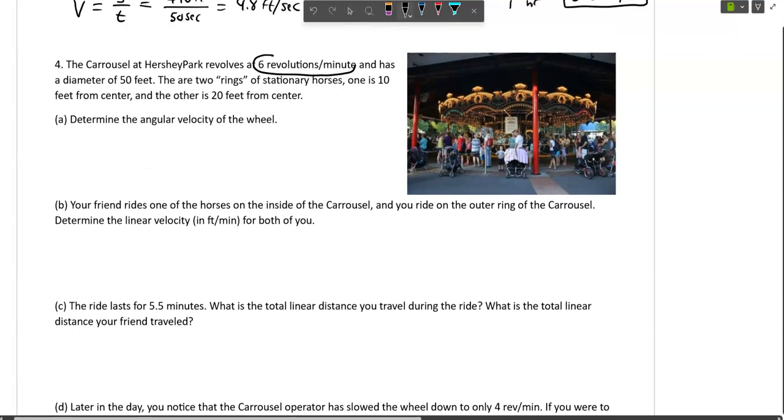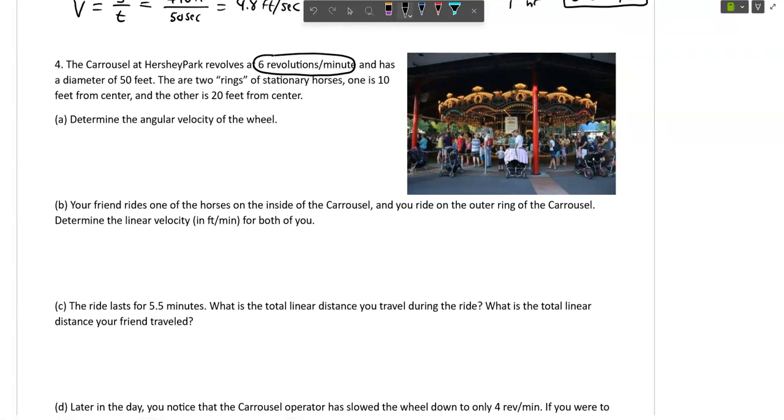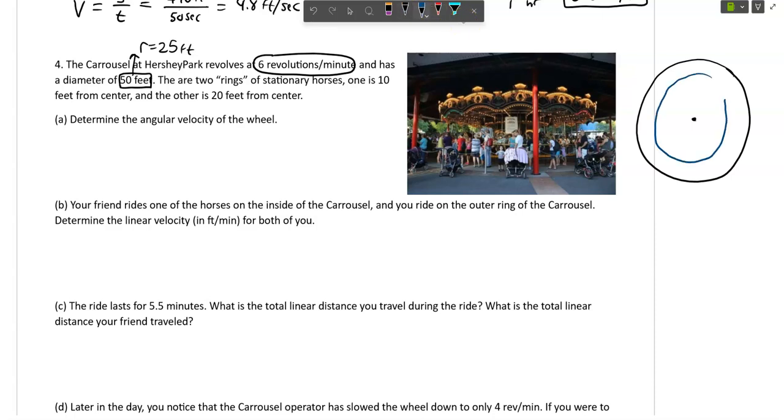We already know our angular velocity, except it's in the wrong unit, so we're going to convert it to radians. And we also know, once again, the diameter, so the radius is just going to be half of that, which is 25 feet. There's also one other element to this: when you ride on a merry-go-round, or a carousel in this case, we have an outer ring that has seats and horses, and we have an inner ring. So we're going to have to talk about that in these problems.